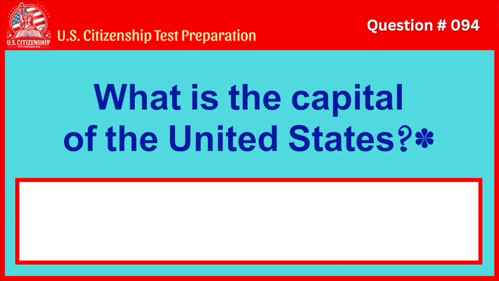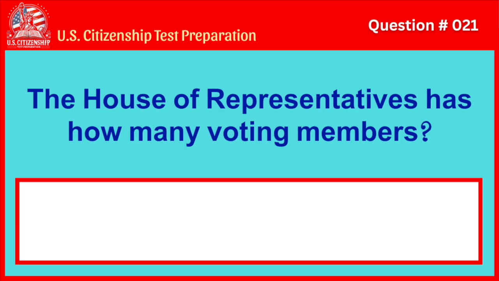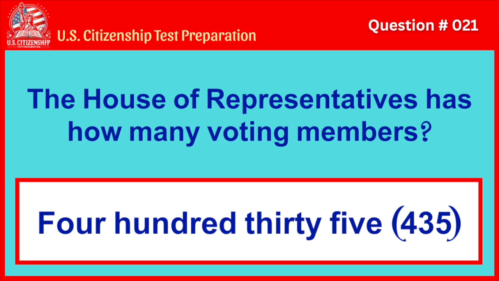What is the capital of the United States? Washington, D.C. The House of Representatives has how many voting members? 435.